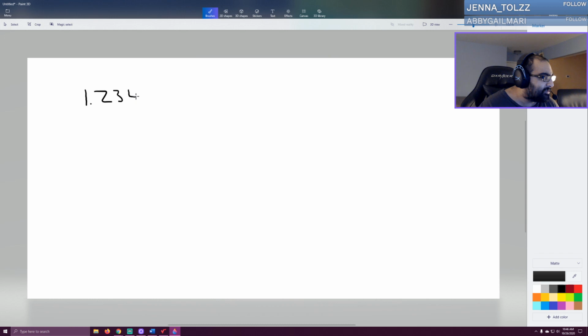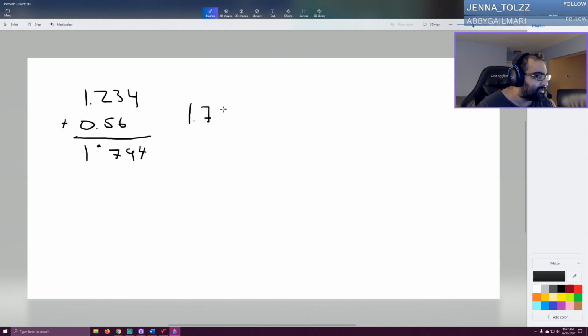Like 1.234 plus, sorry about that, that looks pretty bad. Plus let's say 0.56. Okay, so again, I just line up the decimals here, put that decimal right below, and I just start adding just as normal. It looks kind of awkward, but it is what it is. So 1.794 would be my answer if I added up those two decimals together.